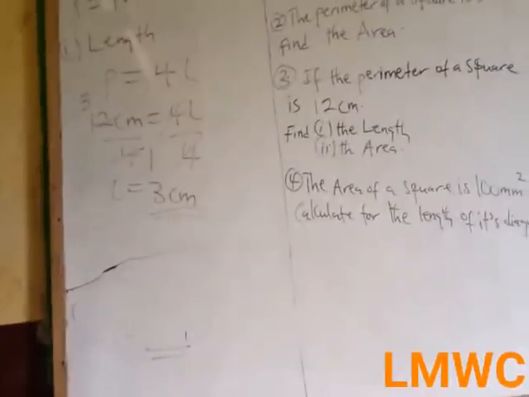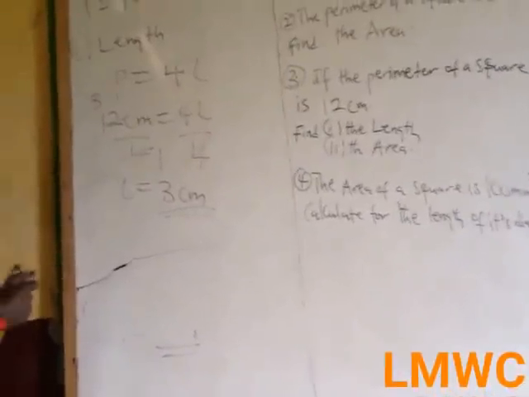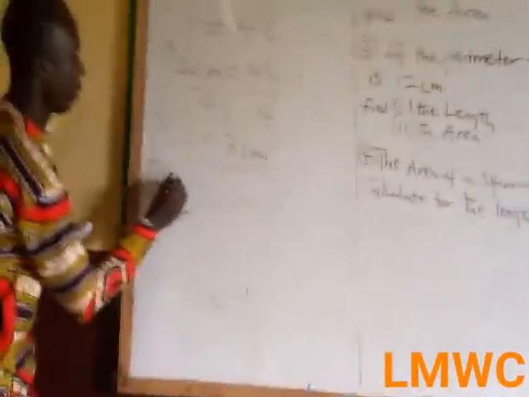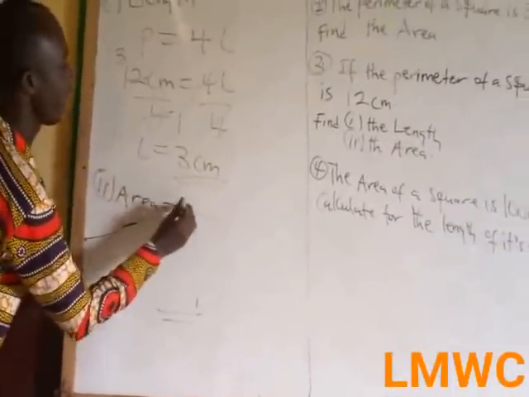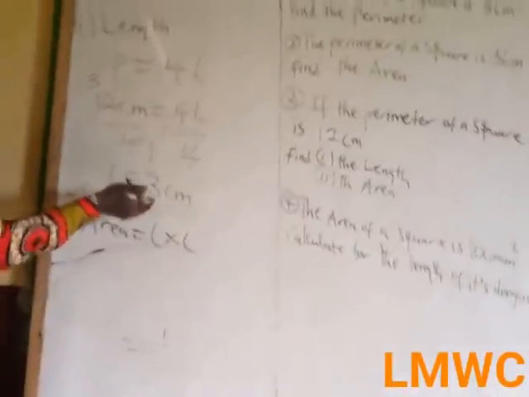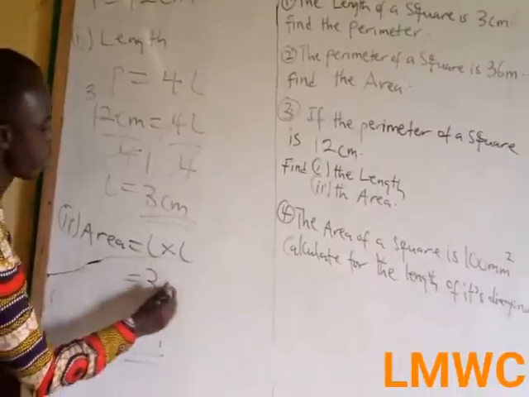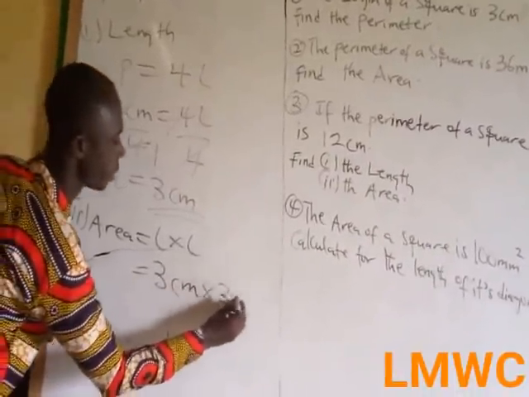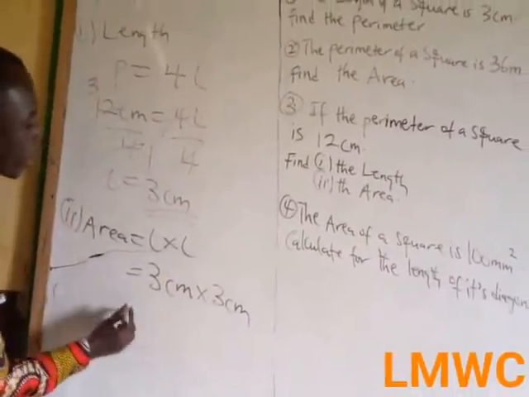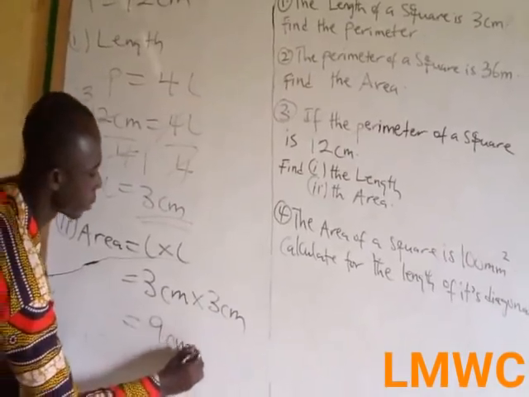It's very, very important. Then the area. Area becomes L times L. We know our L as 3 centimeters times 3 centimeters. And 3 times 3, we have 9 centimeters squared.